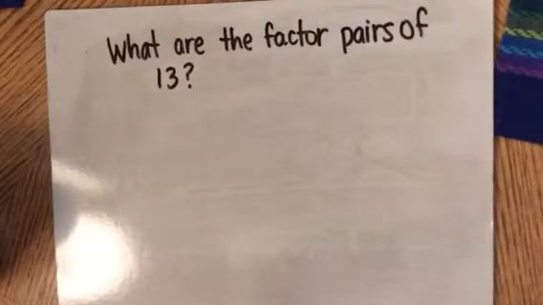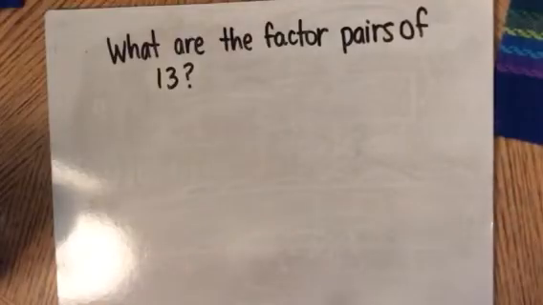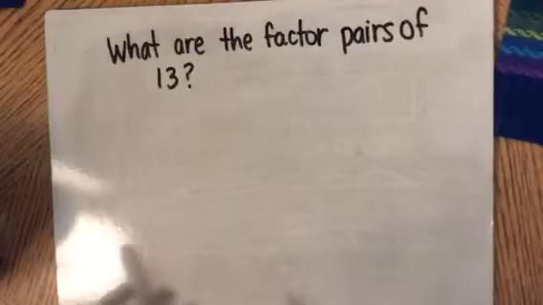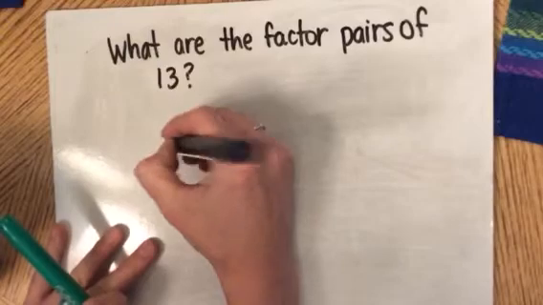Okay, so right now on your whiteboard, you should be drawing a factor rainbow and thinking through 1, 2, 3, 4, and 5. Okay, so if you need a moment, you can pause the video, but let's double check.